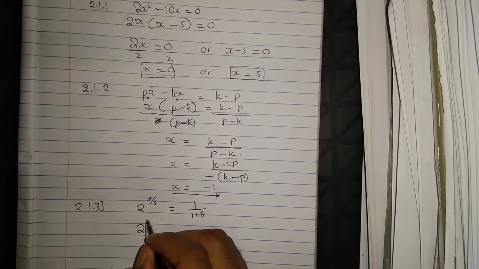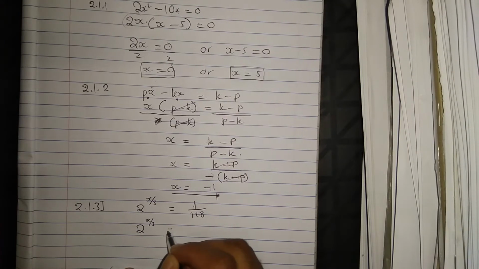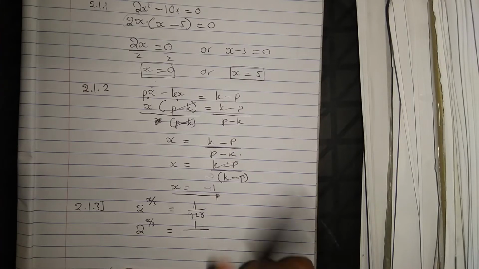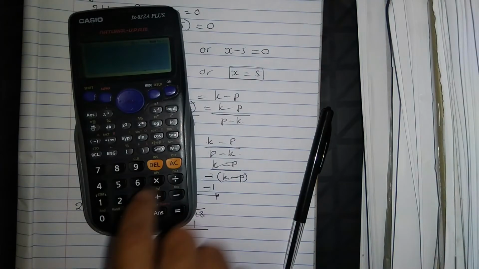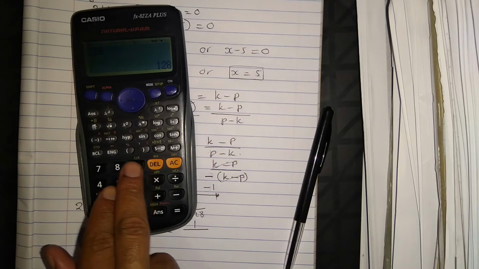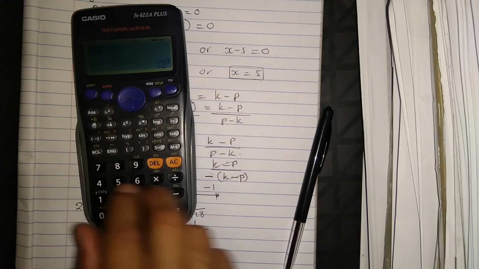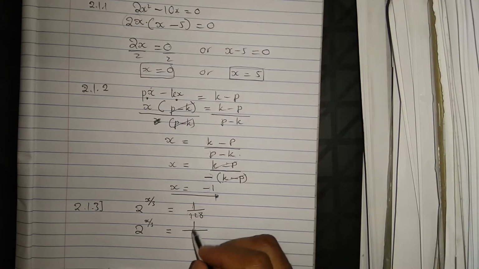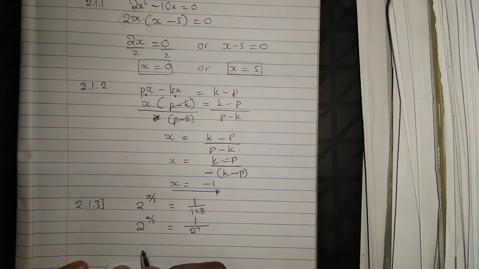So it's about 2 raised to exponent x over 3 equal to 1 over 128. Let's rewrite the 128 as a power with a prime base, since 128 is not a prime base. 128 is actually 2 raised to exponent 7, right? Therefore we have 2 exponent x over 3 equal to 1 over 2 to the 7.